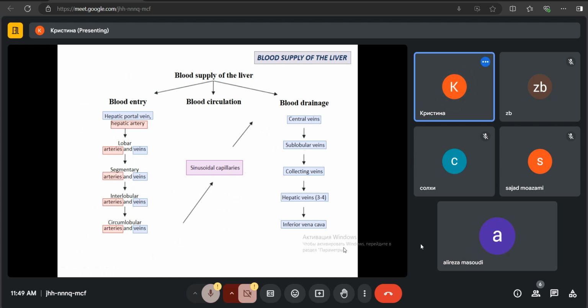So here, the same in this diagram, blood entry happens through the hepatic portal vein and hepatic artery, which split then into lobar arteries and veins, then segmentary, then interlobular arteries and veins, circumlobular arteries and veins, then into sinusoidal capillaries, where the blood is mixed, and hence this color of this frame. And blood drains through the veins, central vein, then sublobular, collecting, hepatic, and inferior vena cava.